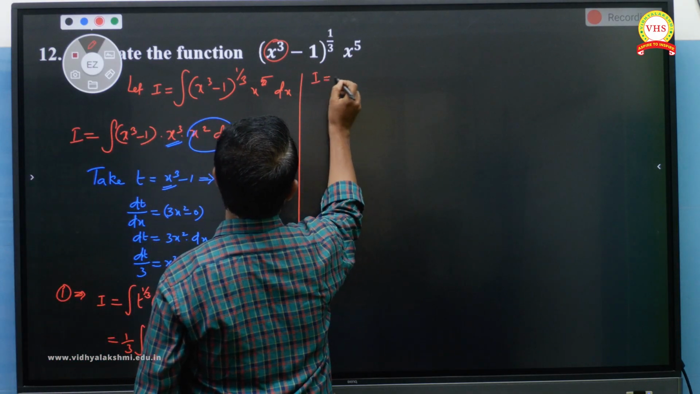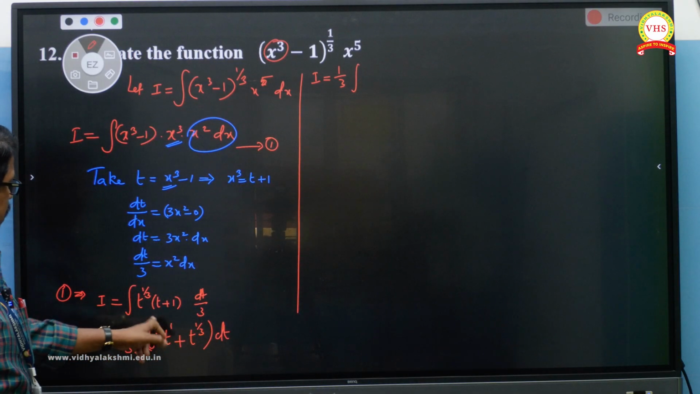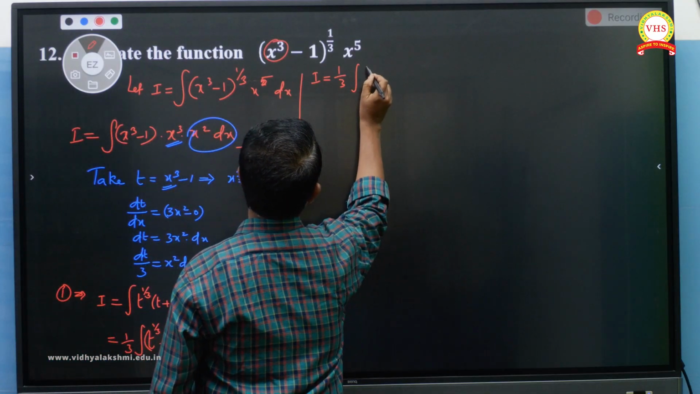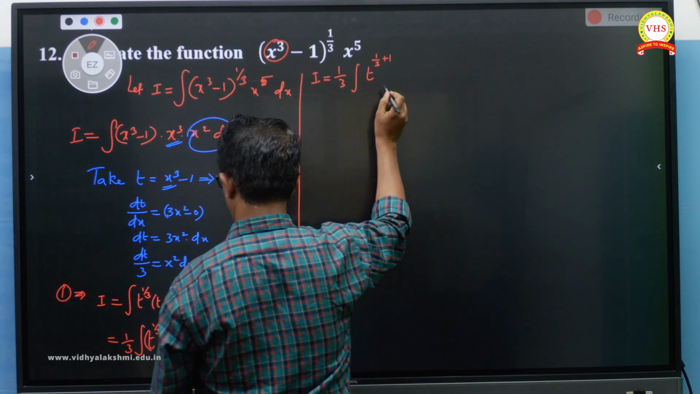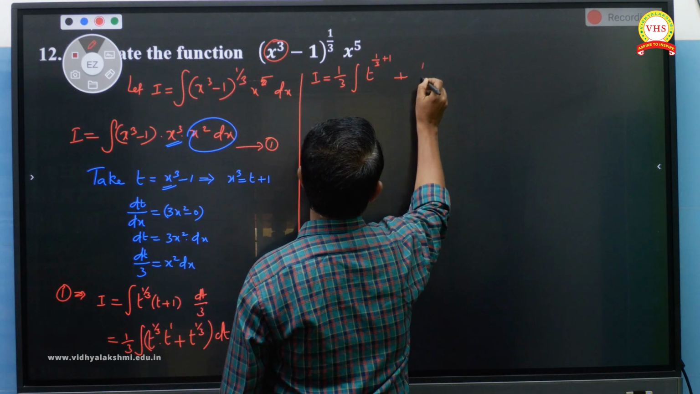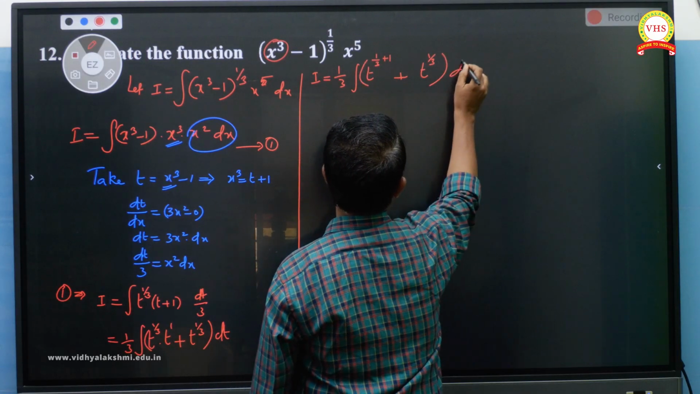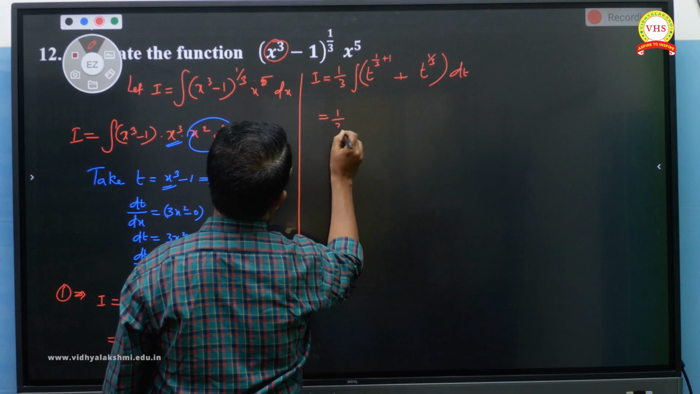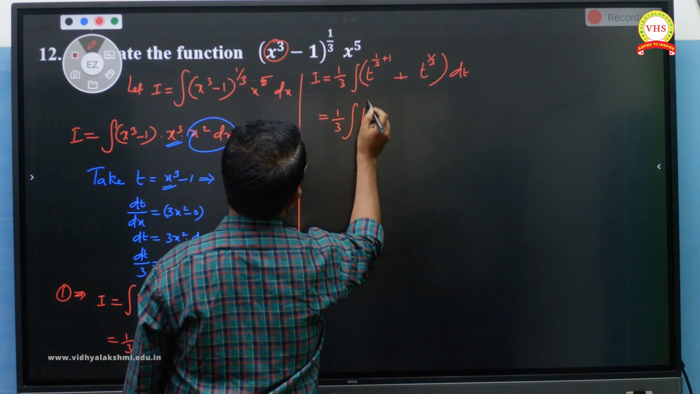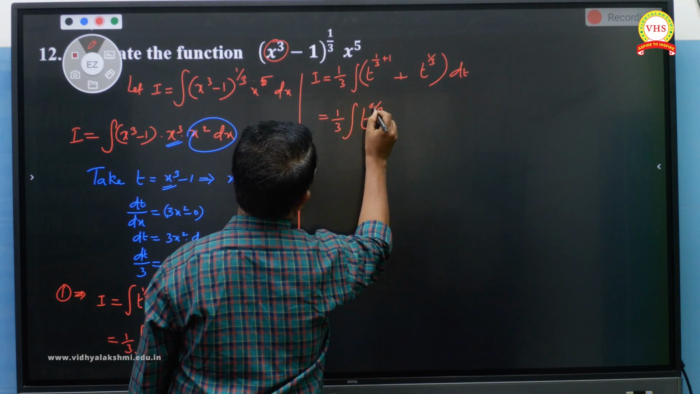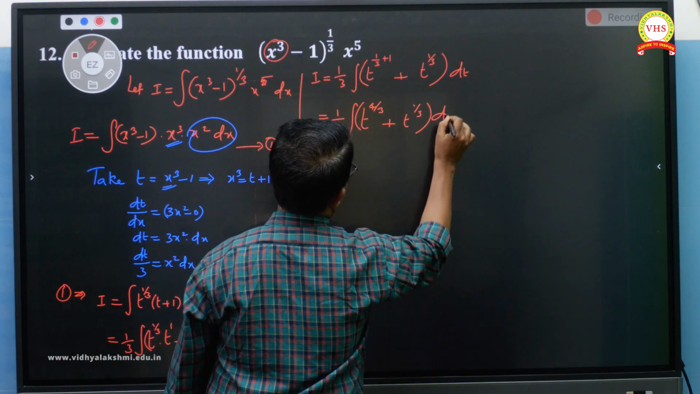That is I equal to 1 by 3 into the integral of 1 plus 1 by 3, that is 4 by 3. Otherwise I will write one more step, no problem. t power 1 by 3 plus t power 1 by 3 into dt. That is 1 by 3 integral t to the power of 1 plus 1 by 3, that is 4 by 3, correct? Plus t to the power of 1 by 3 into dt.